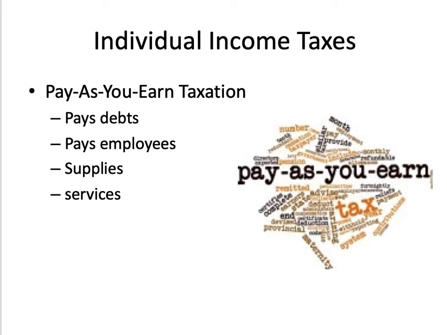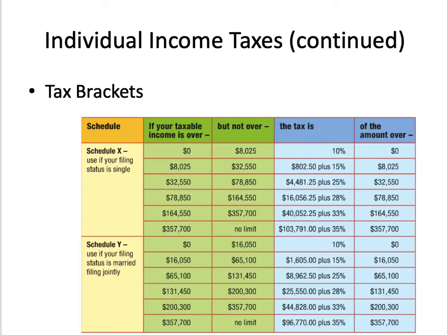These are designed to pay current debts and pay employees, such as all public workers. This would be your senators, House of Reps, all their staff. This would be the president. It pays employees, supplies, everything that's involved on a day-to-day basis that needs to be paid. And then we have something called an individual income tax.